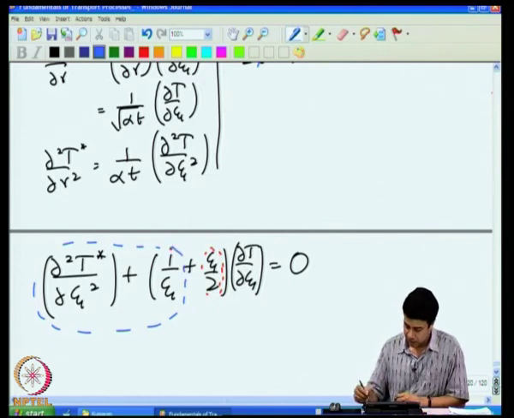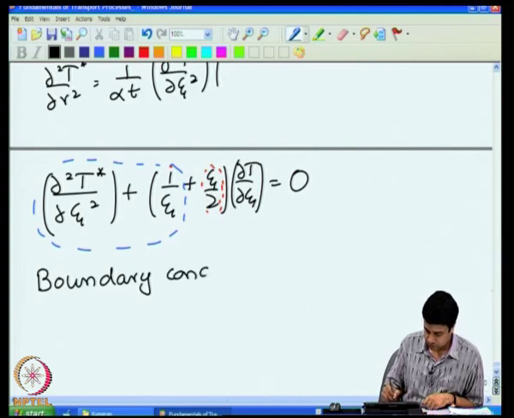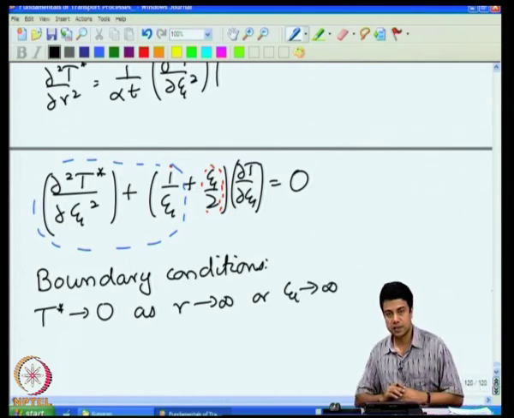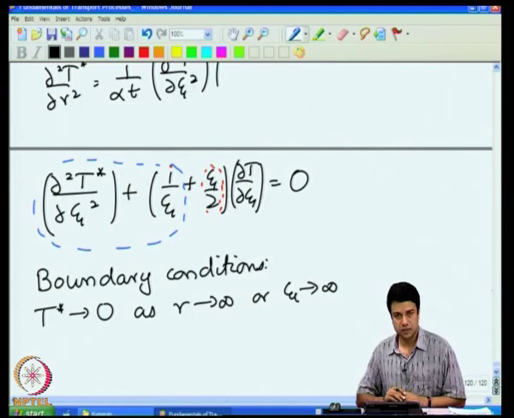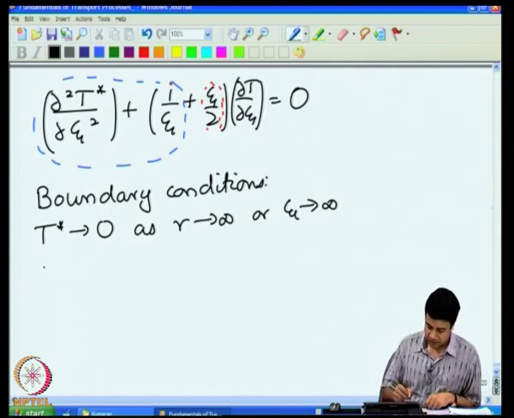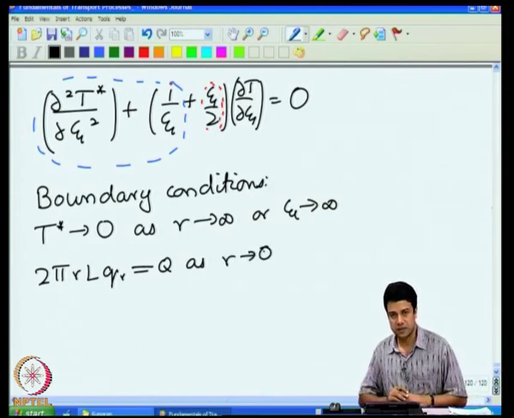Boundary conditions. T star goes to 0 as r goes to infinity, or psi goes to infinity, because psi is equal to r by square root of alpha t. So T has to go to 0 as psi goes to infinity. The other boundary condition is that 2 pi r L q_r is equal to Q as r goes to 0. We will see how to enforce this a little later.